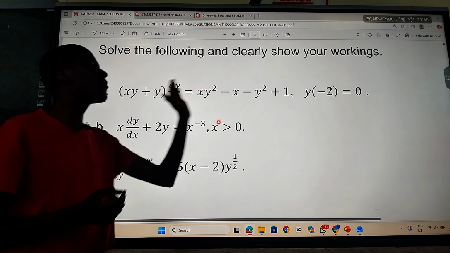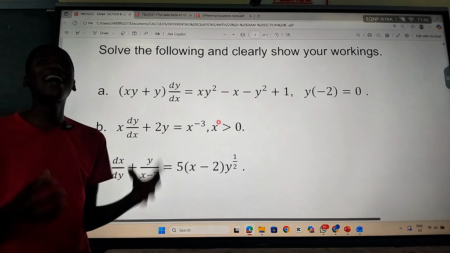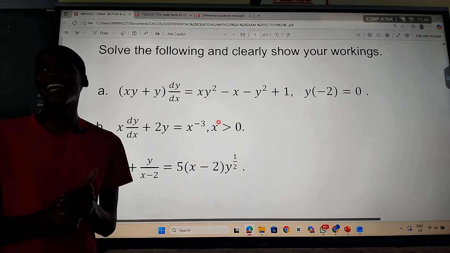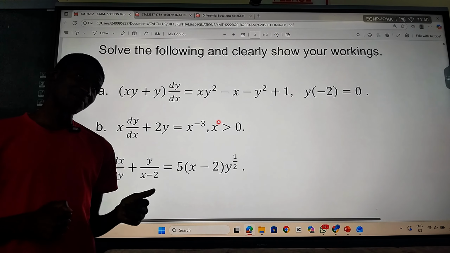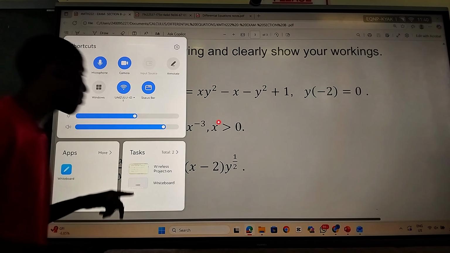Don't look at the format, because the questions look scary, as if they have many terms. But once you identify these two things, you will know which technique you are going to use. Is that clear? Yes. Alright, let's do this one because it's a bit complex.